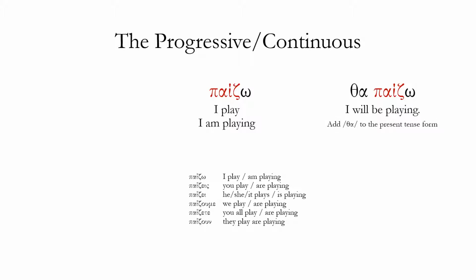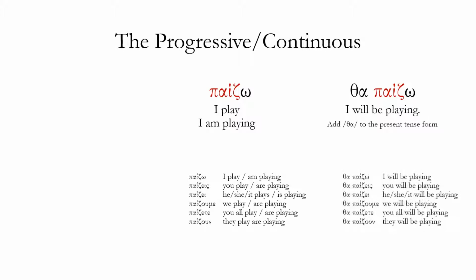All that we need to do to build this is take the original form, the present tense form, and just put θα in front of it. And θα has an interesting little history, but we're not going to go into it here. So, θα παίζω, I will be playing. Θα παίζεις, you will be playing, and so on. The endings are exactly the same as they were in the present tense. The only thing that's changed here is we've added θα, which, for all intents and purposes, we'll say is will. Θα equals will. It's a little bit more complicated than that, but it's good enough for now.